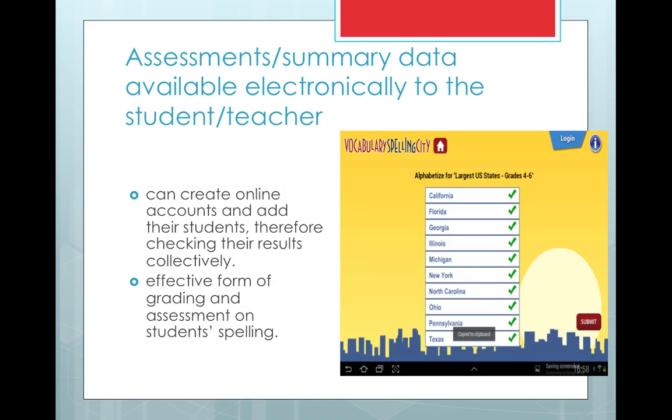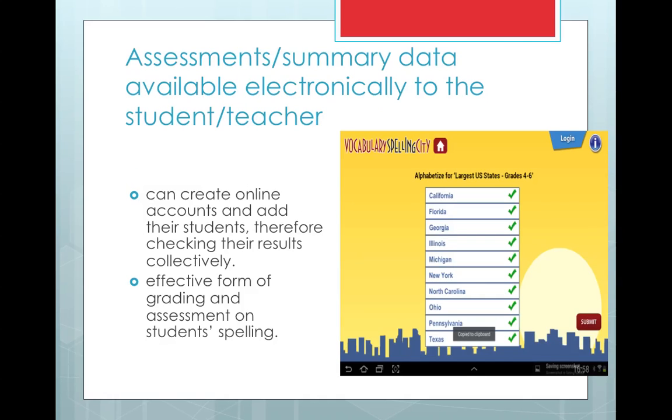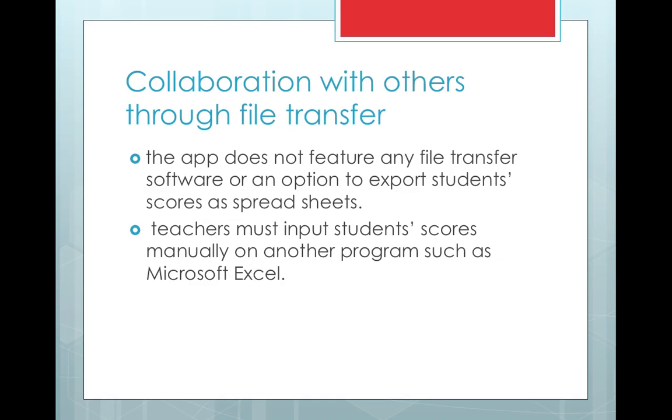Menus are also extremely simple. Each mini-game has its own difficulty level, and you can change difficulty or exit the game at any time to go to the home screen. SpellingCity's clear instructions and easy navigation make learning to spell as productive and effective as possible. However, the app does not feature any file transfer software or an option to export the students' scores as spreadsheets. Teachers must input student scores manually on another program, such as Microsoft Excel.